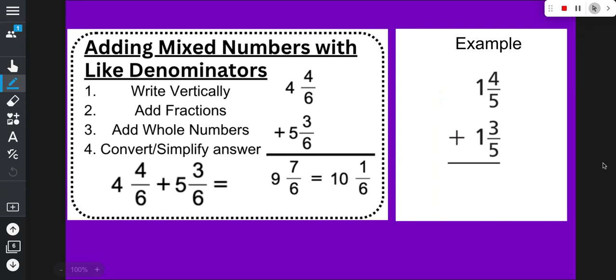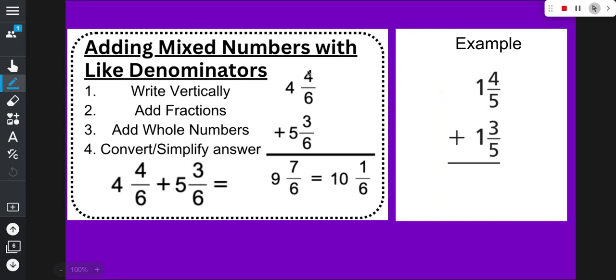The next topic we're going to talk about is adding mixed numbers with like denominators. The denominator is the bottom number, so when our bottom numbers are the same, it's pretty easy to add our numbers. The first step you're going to want to do is take your horizontal problem and write it vertically.